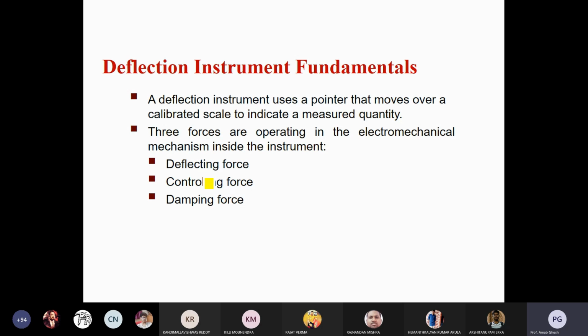Okay, another one is damping force or damping torque. What is the purpose of damping torque? Normally, the deflecting torque and the controlling torque are countering each other. If they are countering each other, so what happens? You will get some results, and based on the results, you are getting some response.